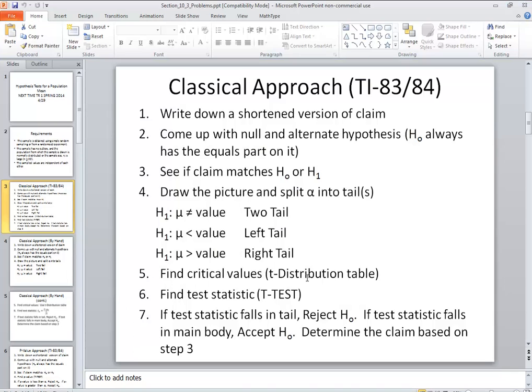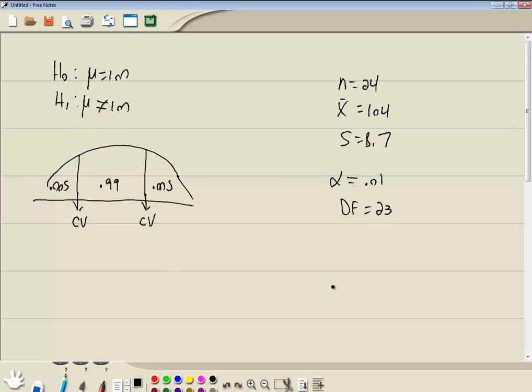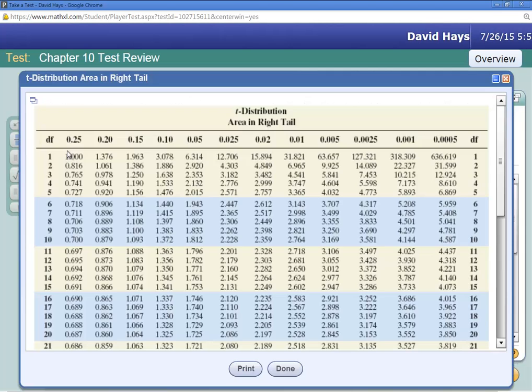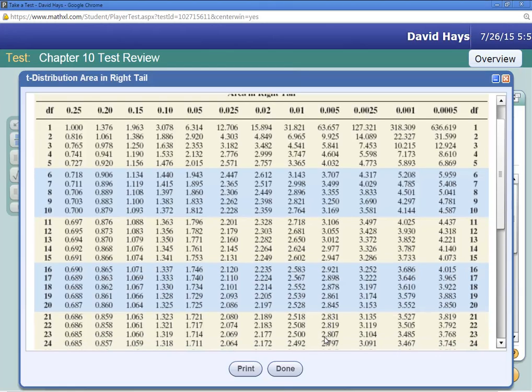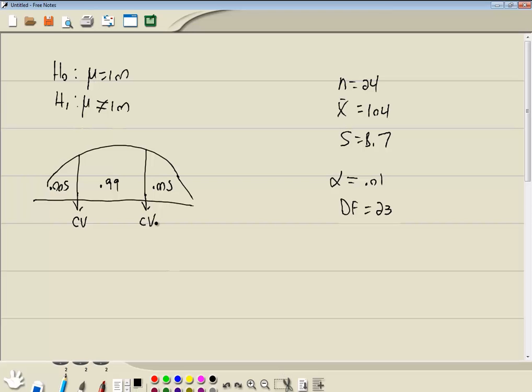Now step 5, find the critical values. Let's follow my steps here for the t-distribution table. So we're looking up the area in one tail, which is 0.005, and degree of freedom of 23. There it is, and 23 would give us 2.807. Since this one's on the left side, that'll be a negative.